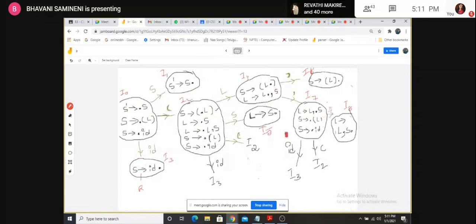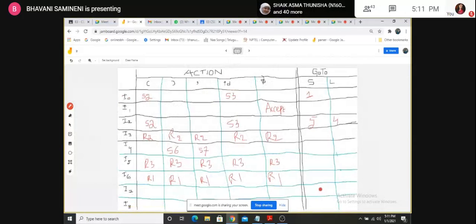So this is the I7 state. On yes, open parenthesis as well as ID. On yes, it is going to I8. On yes, it will be 8. On open parenthesis, it is going to I2. Next, I7 on ID, it is going to S3.